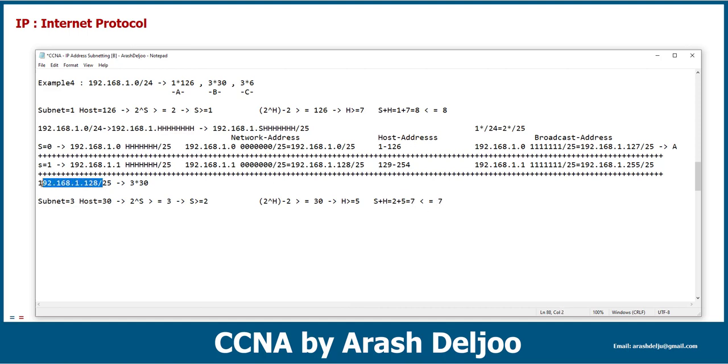You know that 25 bits are fixed, and we have only 5 bits of host. We can use this, we have 7 bits of host. We can use these 7 bits for this requirement. Let me show you.